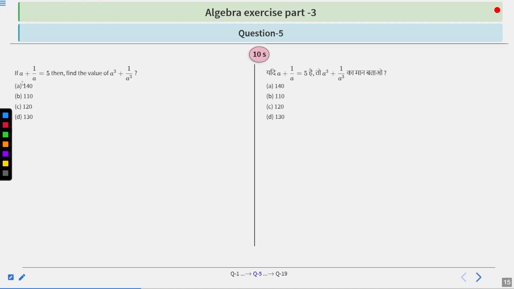Next, if a plus 1 upon a is equal to 5, then find the value of a cube plus 1 upon a cube. And options are option A 140, option B 110, option C 120, and option D 130. These are the options, and you have 10 seconds to find out the correct answer. After that, I will do the solution.